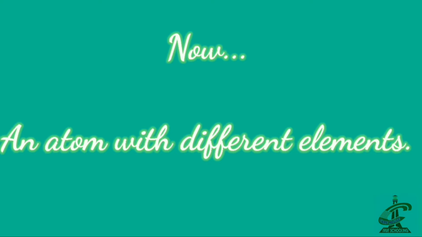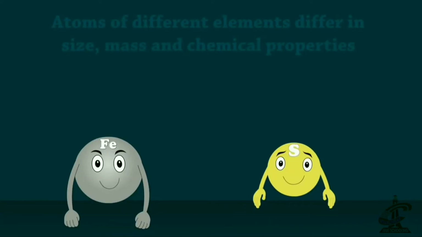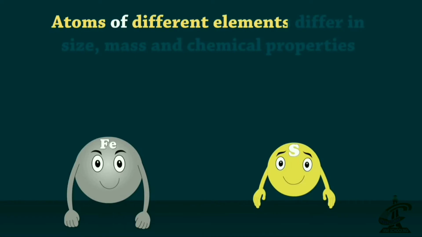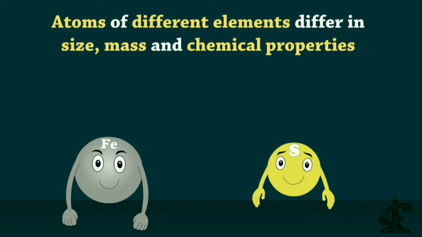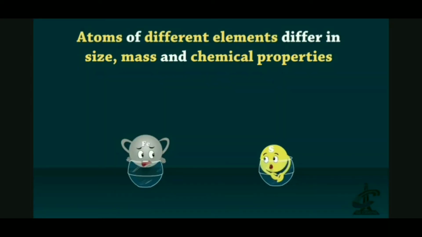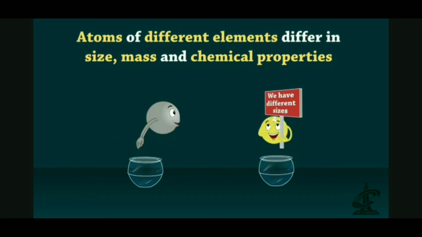Now we will learn about an atom with different elements. Now we will have different elements. Let's see how they will work. Atoms of different elements differ in size, mass, and chemical properties. Now, let's understand this statement, how they are. As you can see in the picture, they are different in sizes. It shows, yes, they have different size.